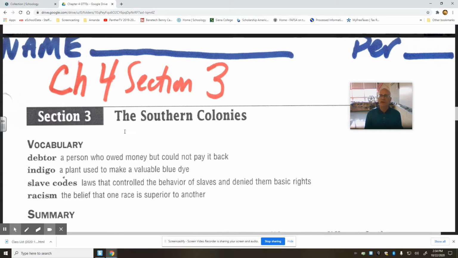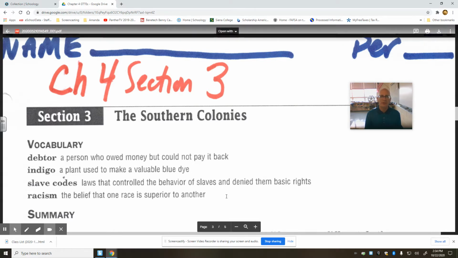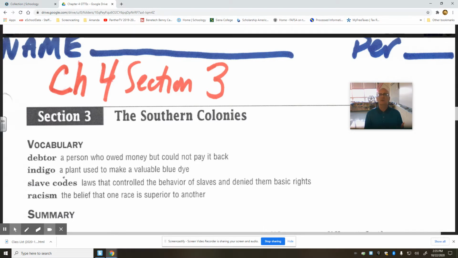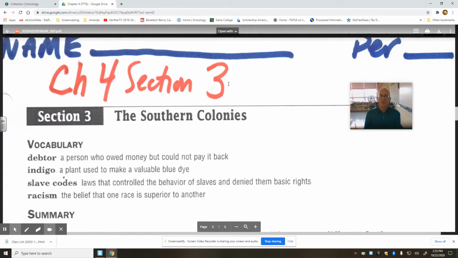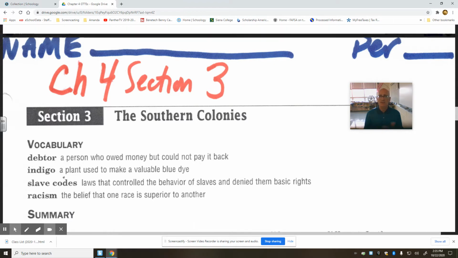This plant is grown in the South, very, very important during the colonial era. Slave codes are laws that controlled the behavior of slaves and denied them basic rights. Again, slave codes were laws that were very consistent among the Southern colonies that controlled the behavior of slaves and denied them basic rights, rights that white males were entitled to from birth. These were things that were routinely denied to slaves in the southern states.